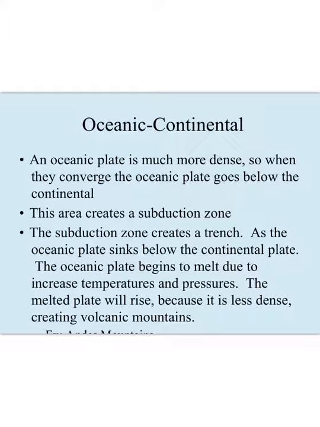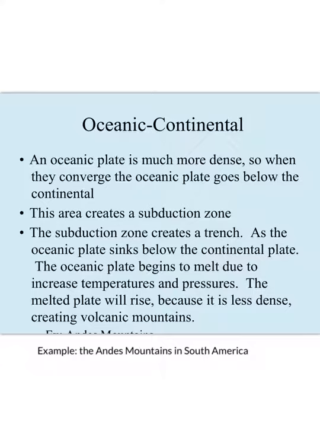As your oceanic plate sinks below the continental plate, the oceanic plate's going to eventually melt because of the high temperatures and the high pressures. That melted plate will then rise up because it's less dense since it's hot, and this will create a volcanic mountain. An example of this would be the Andes Mountains in South America.